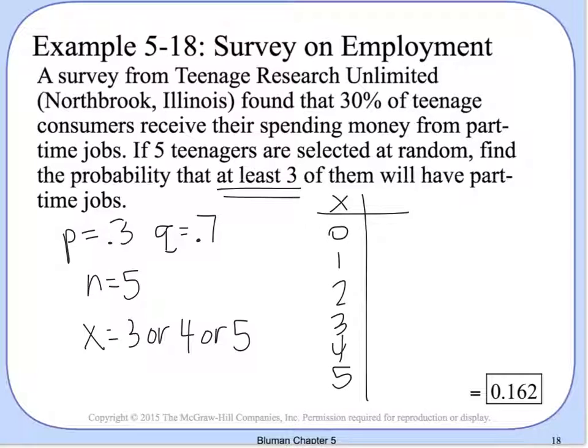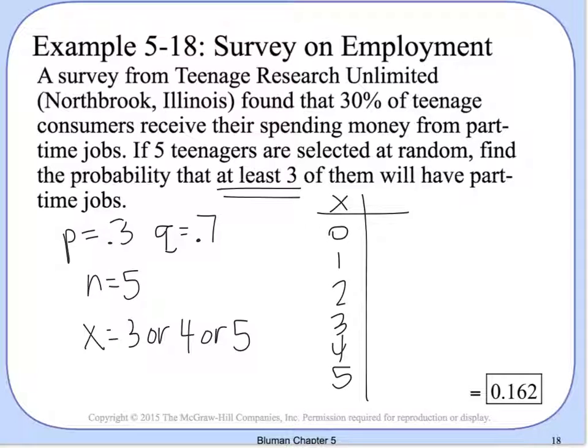So the chance that this is going to happen, that all 5 would say, yes, I have a part-time job, that would probably not going to happen, okay? And we'd probably expect it to be about 2 out of the 5. 2 out of the 5 would be 40%, yeah? One or two people would say, yep, I got a part-time job, okay?